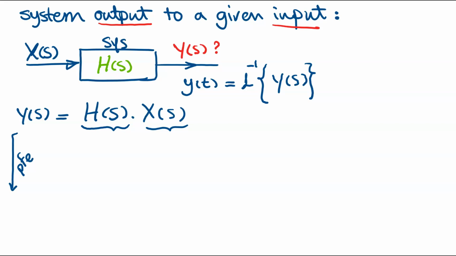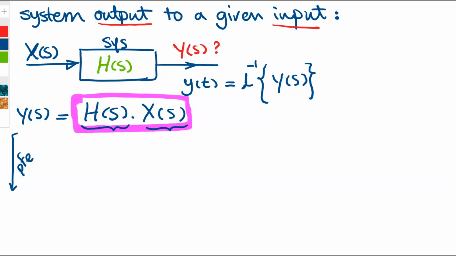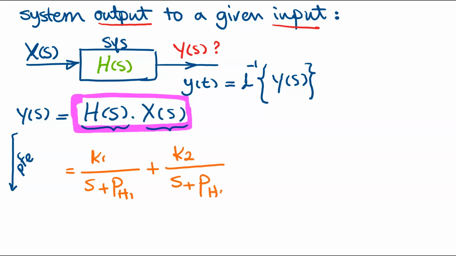Now let's focus on PFE and see what we have in it. PFE adds one single partial fraction for every single root of my original fraction, which is the result of multiplying H of s by X of s. I'm going to have some roots which are the result of H of s, and some other roots which are in my answer because of X of s. If I do the partial fraction, I'm going to see something in this form: for example, k1 over s plus p_h1, and then k2 over s plus p_h2. What are p_h1 and p_h2? They are different roots in my answer because of H of s.